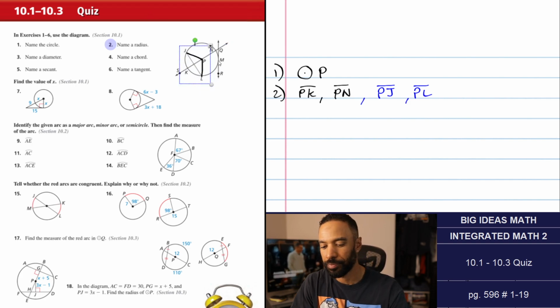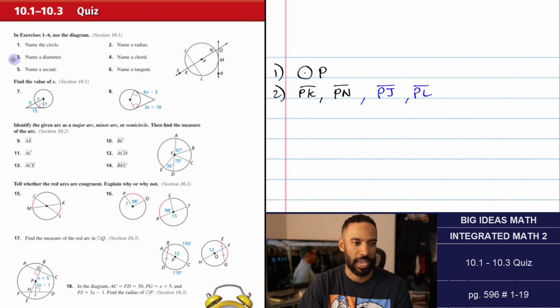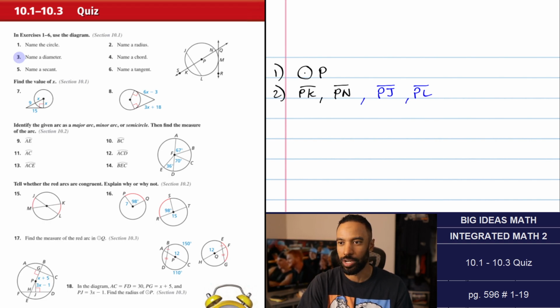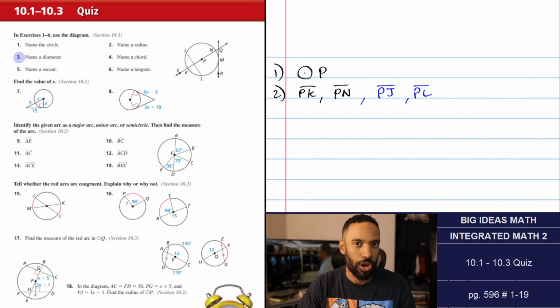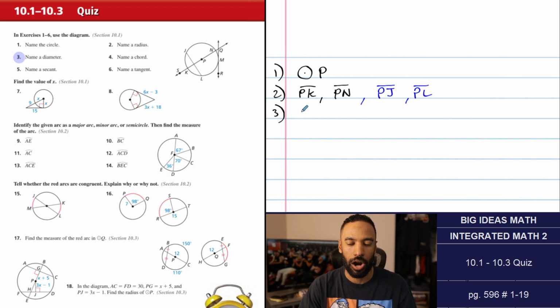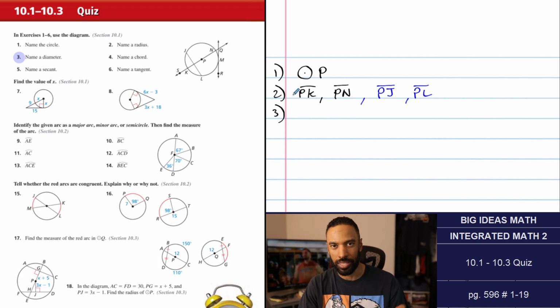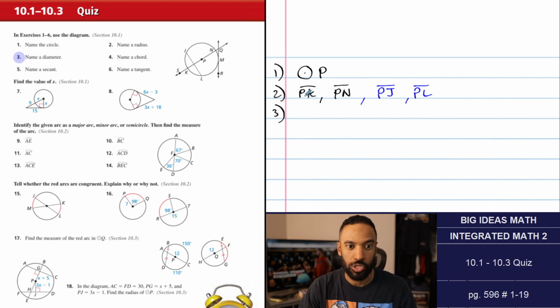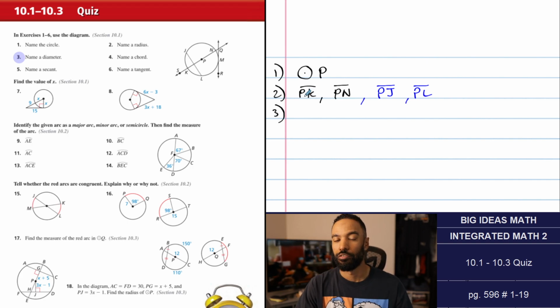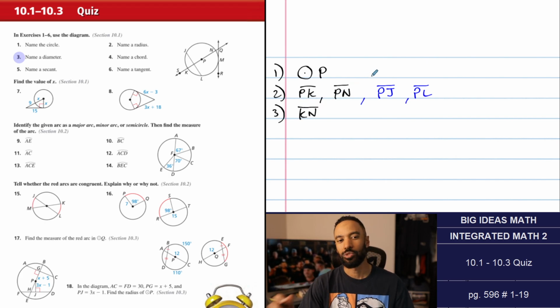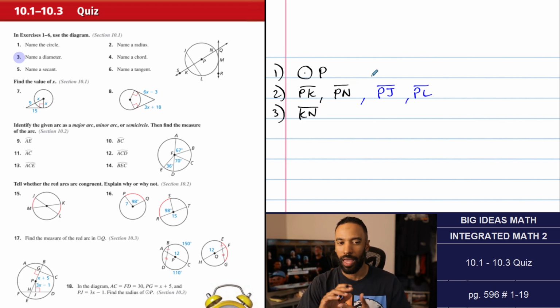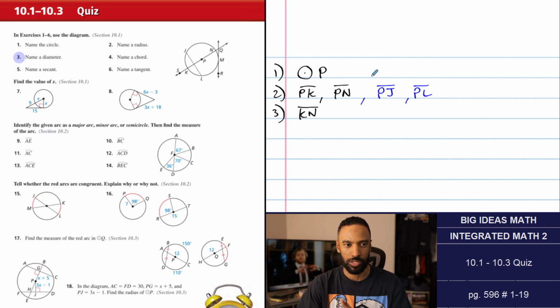Those are all radii. Number 3, name a diameter. I'll go as particular as the one that they have here. P, K, and N are all collinear points. They are a segment drawn through the center. That is the diameter. So you name a diameter from one endpoint to the other. I can say KN or NK. That's really the only one I'm looking to do. I can't guarantee any other points that go through the center.